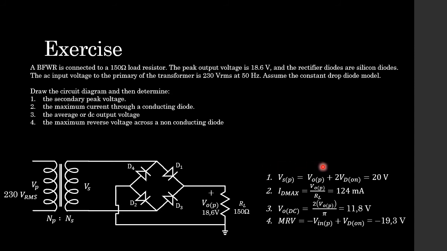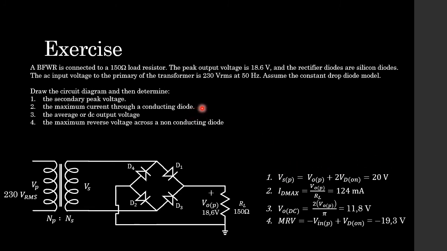So for our first item, the secondary peak voltage, Vs peak, we simply take our output peak voltage and add 2 times our diode on voltage. If we work back, we know that in order to get our output peak voltage, it was our input voltage, expressed as our secondary voltage in this case, minus 2 of these diode voltages. So we just add it back to our output voltage and we get a very nice 20 volts as our secondary voltage, or you can call it your input peak voltage.